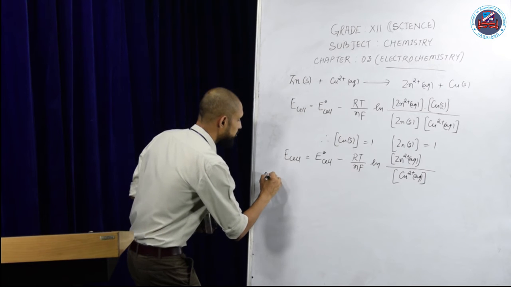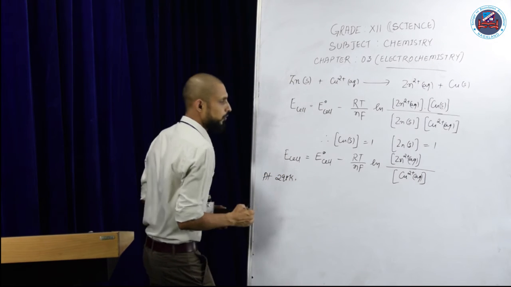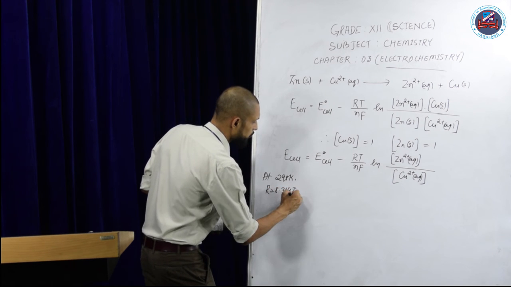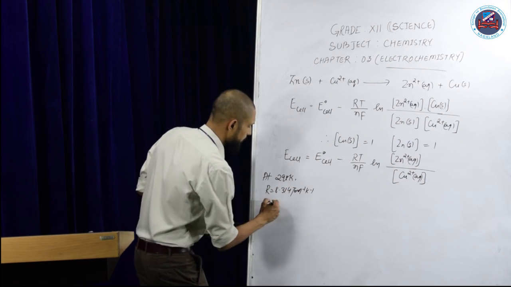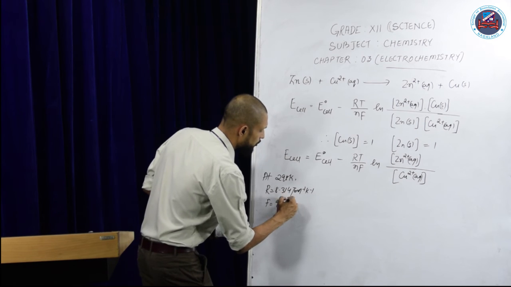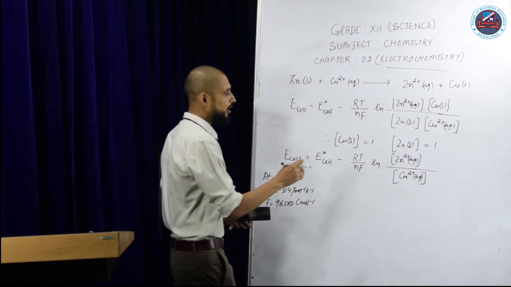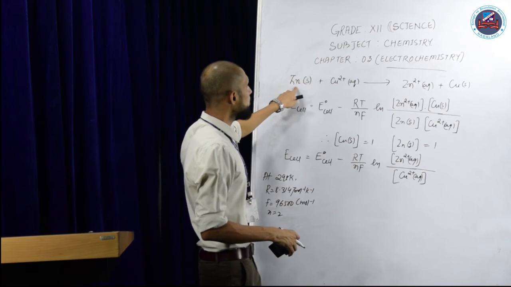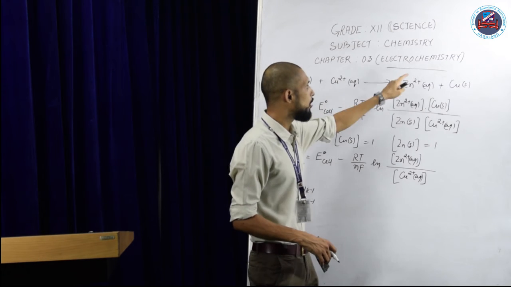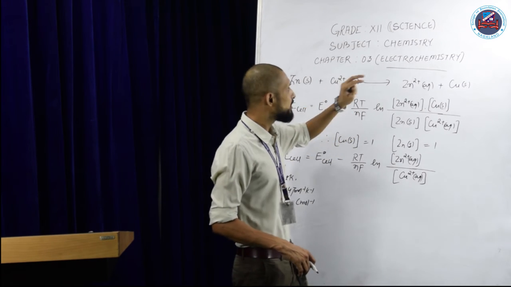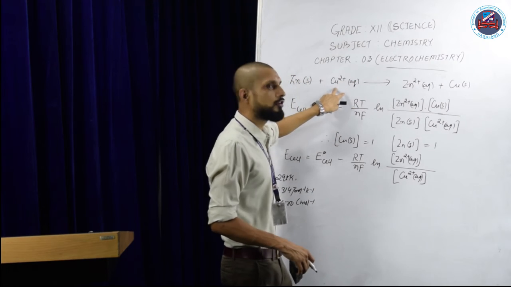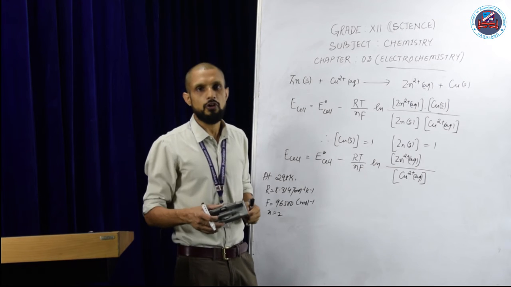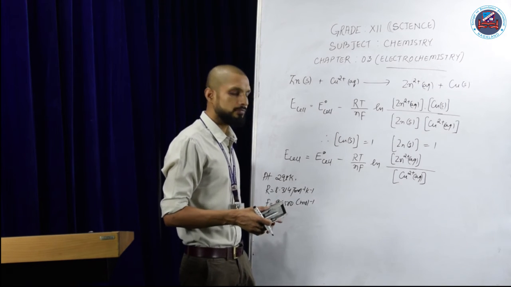Now if you consider this at 298 Kelvin, we know at 298 Kelvin R is 8.314 joule per mole per Kelvin, F is 96500 coulomb per mole, and here the number of electrons is equal to 2, because zinc will release 2 electrons when it undergoes oxidation, and the same 2 electrons are used by Cu2+ to undergo reduction. So in the reaction, the total number of electrons involved is equal to 2.